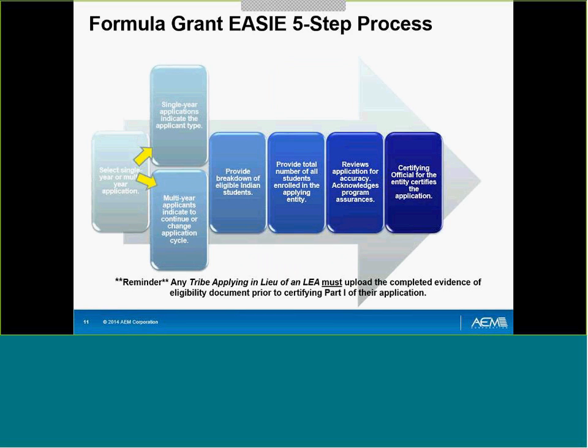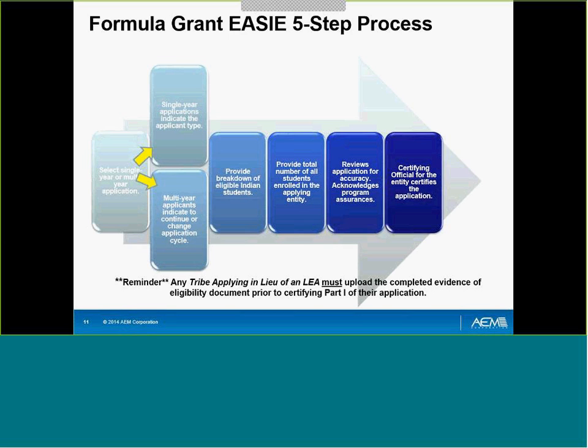This is the quick 5-step process to assist in completing Part 1. First, we'll need to select the application duration option, whether it be single year or multi-year. And for continuing applicants, they will need to indicate if they wish to continue with their current application or wish to start a new application duration. Next, you can then provide the number breakdown of eligible Indian students and the total number of all students enrolled in the applying entity.